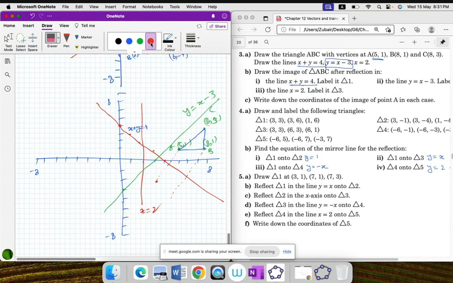Sir, how did we get the line y is equal to x minus 3? y is equal to x minus 3 by substituting the value of x. When x is 0, y is minus 3. When x is 1, y is minus 2, and so on.